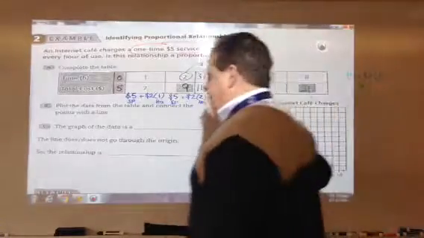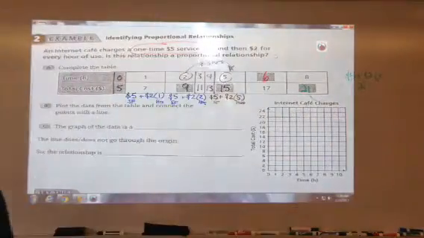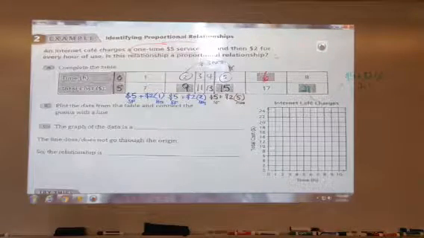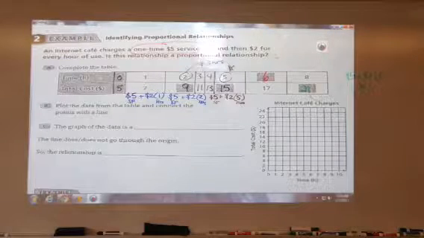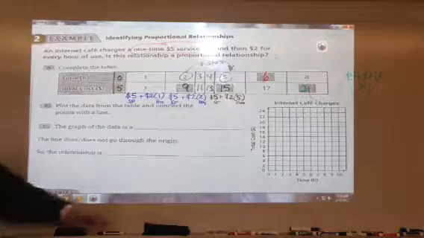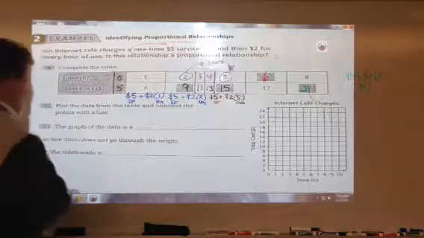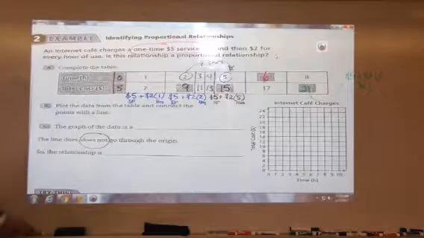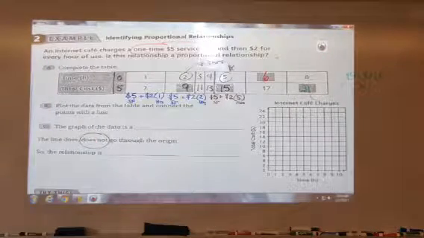So if you were to plot those points and connect the dots, that graph of that data is what? What does it look like? What should it look like? It should look like a straight line. Does it or does it not go through the origin, though? It does not go through the origin. So you would say that relationship is not proportional.